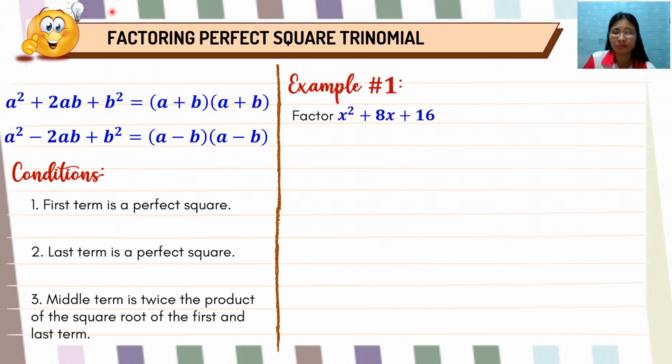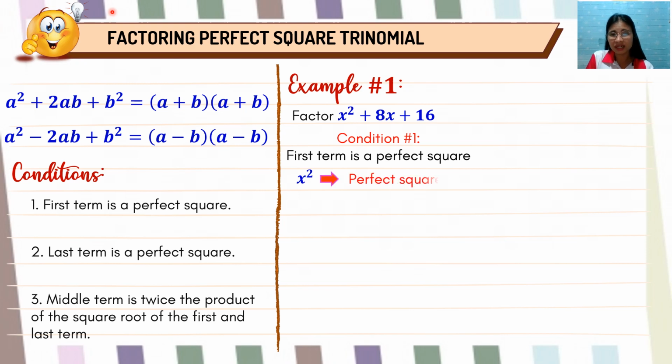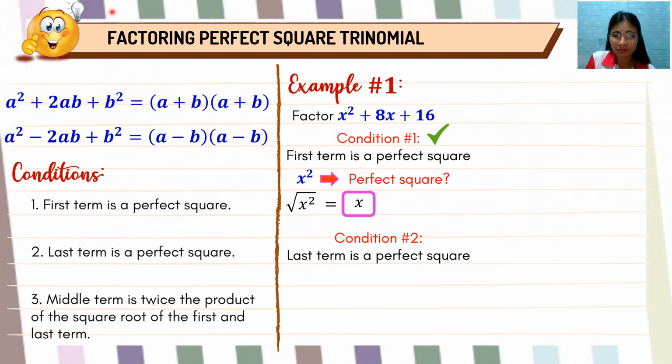So let's have an example. Factor x squared plus 8x plus 16. So we have the first condition, first term is a perfect square. So x squared is a perfect square, so that's check. And the square root of x squared is equal to x. So since we can get the exact value of the square root of x squared, meaning the first term is a perfect square.